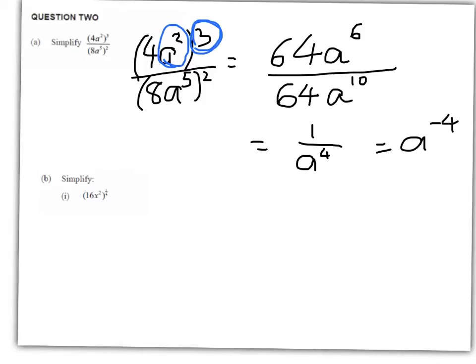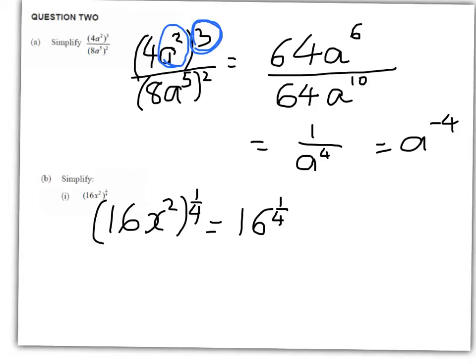Right, question B1. So we've got 16 x squared to the power of 1/4, which is simply 16 to the power of 1/4 times x to the power of 2 times 1/4, which is 2/4. That simplifies to x to the power of 1/2. So the 16 to the power of 1/4 is the fourth root of 16. That's one that you should recognise straight away. So that's 2 root x.